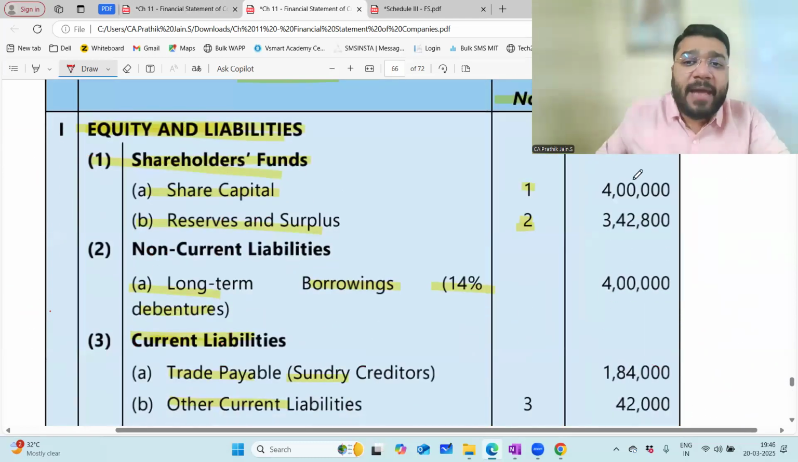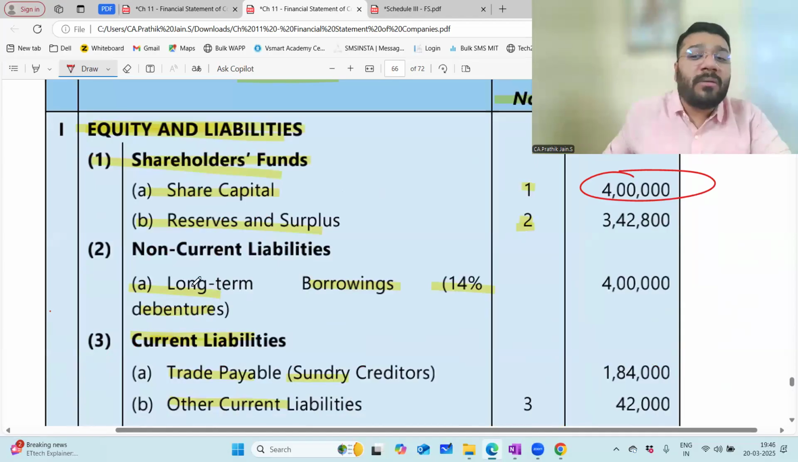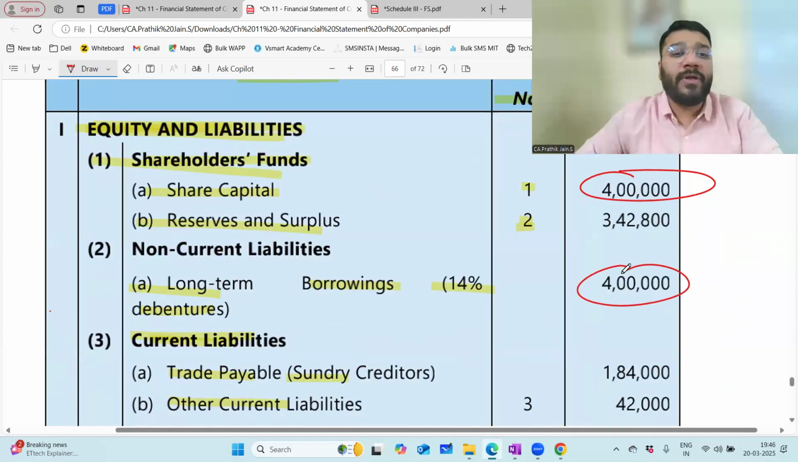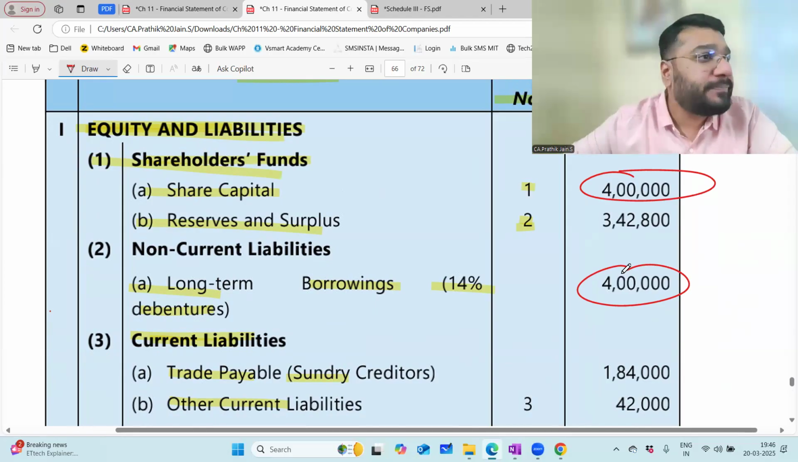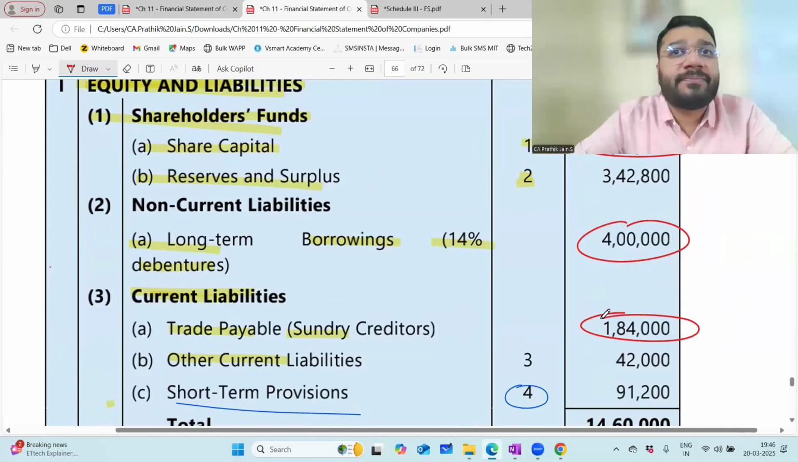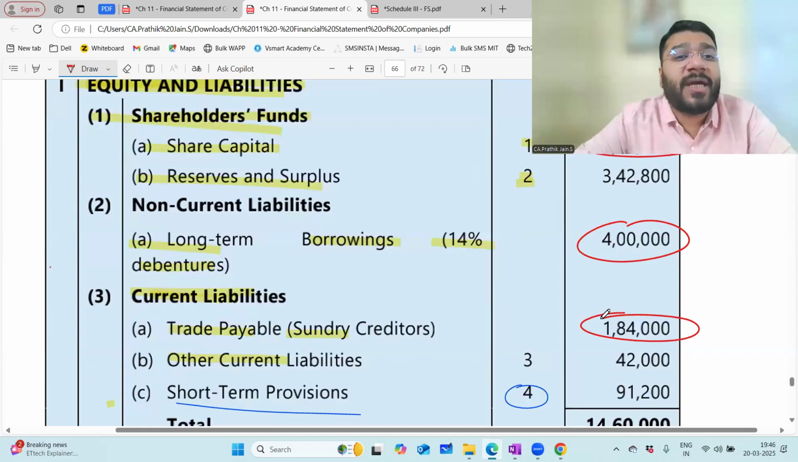Have you written share capital in the face of the balance sheet, 4 lakh? Yes. Reserves and surplus is pending. Leave it blank. Long-term borrowing, directly please record 4 lakh in the balance sheet. 14% debenture 4 lakh directly in the balance sheet. Trade payable you can record directly in the balance sheet, 184. So on the face of the balance sheet, share capital done, long-term borrowing done, trade payable done. Am I right?